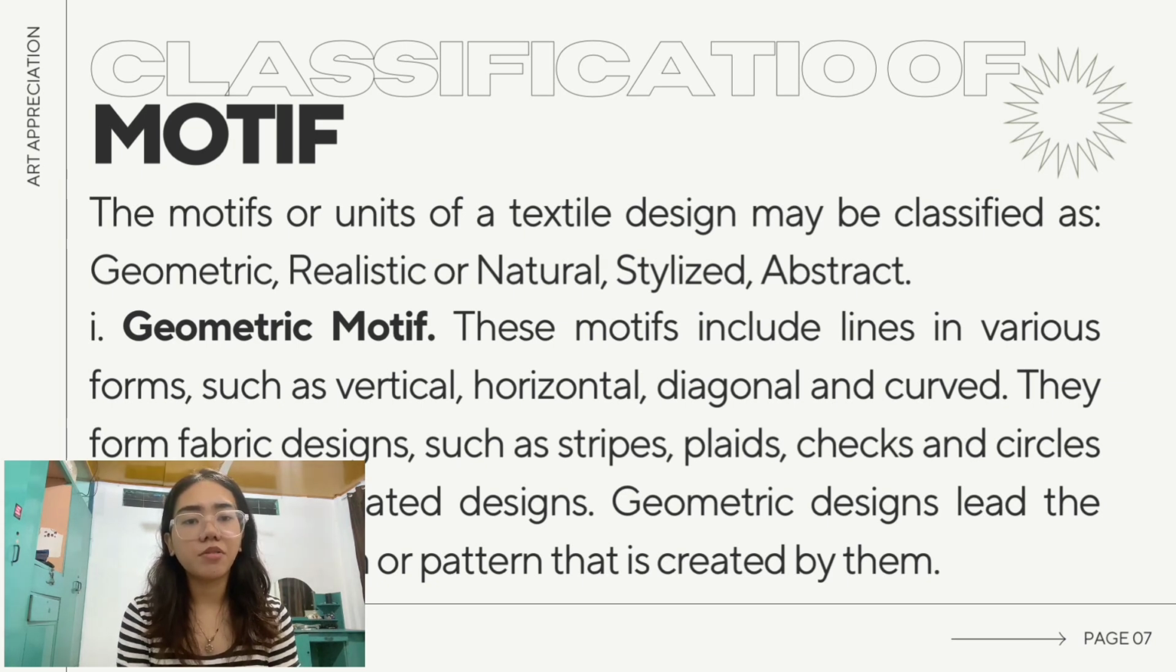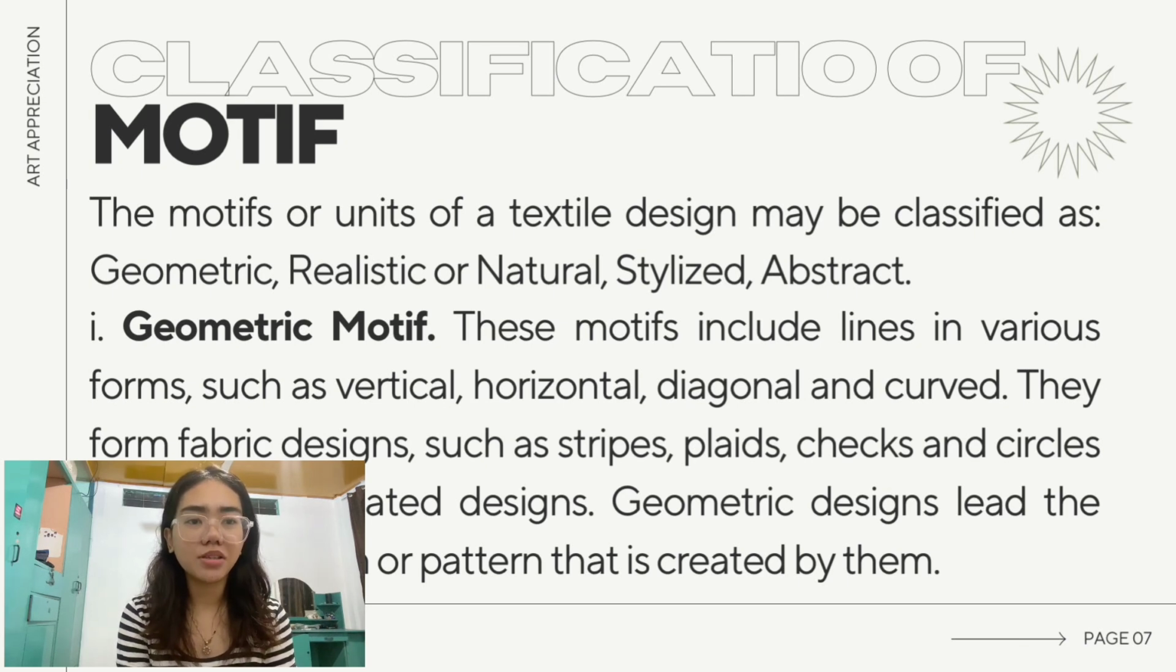So the geometric motifs are made using basic shapes and lines. These shapes include straight lines, whether vertical, horizontal, and diagonal, and curved lines. Common examples of geometric patterns are stripes, plaids, checks, circles, and similar shapes. These designs often have a clear, structured look because the shapes repeat in a regular way. They can guide the viewer's eye along the direction of the pattern, whether it moves up and down, side to side, or in another direction.